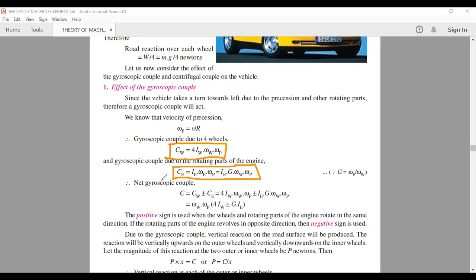So by substituting, the net gyroscopic couple C is equal to CW plus or minus CE. That is plus or minus can be added, and the positive sign is used when the wheels and rotating parts of the engine rotate in the same direction. But negative is taken when it is in the opposite direction. When it is reversed, it gets negative. So that is the formula. Net gyroscopic couple C is equal to CW plus or minus CE.